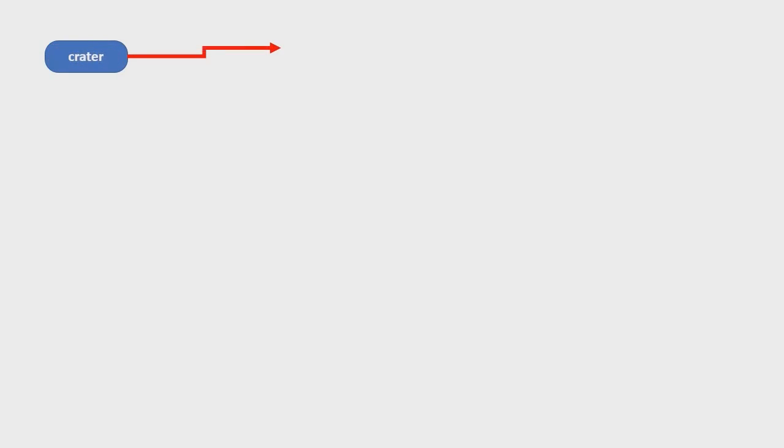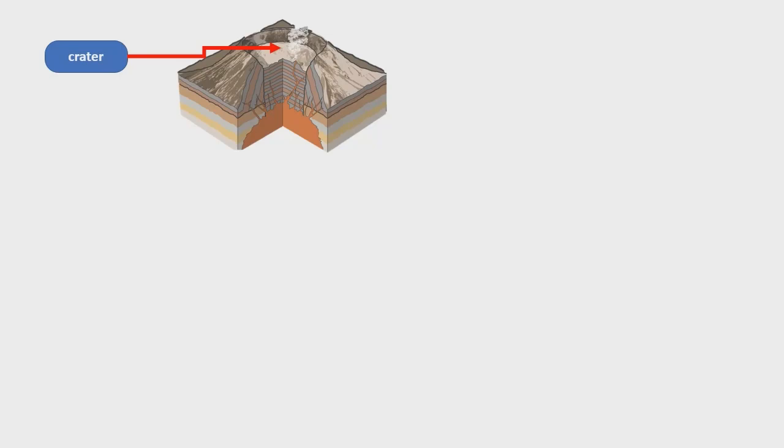Crater. What is a crater? This illustration is showing us what a crater looks like. A crater is a depression of a volcano that is caused by its activity, such as a volcanic eruption.